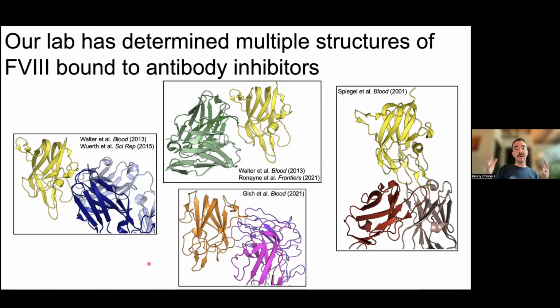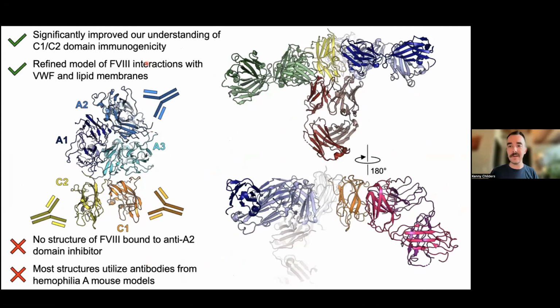So historically, like I said, we've been using X-ray crystallography to study these complexes. And this has generated a lot of really useful information. We've improved our understanding of how immunogenic the C1 and C2 domains are, shown here in orange and yellow. We've also helped refine our understanding of how factor VIII binds to von Willebrand factor, as well as to lipid membranes. However, today, there are a few limitations to these studies.